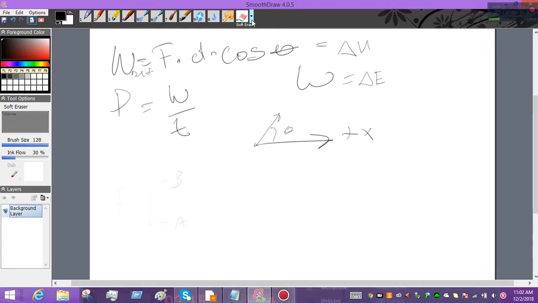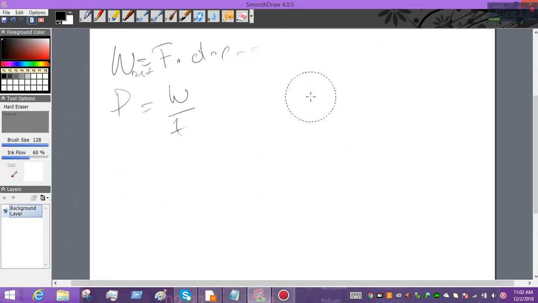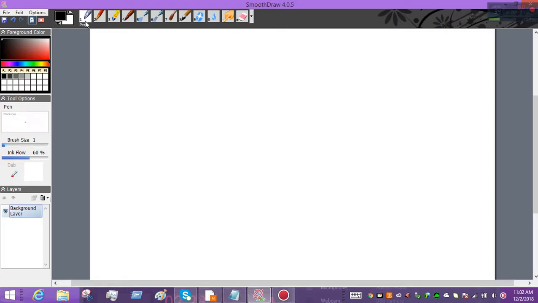And why am I using a soft eraser? That will take way too long. Okay, just gonna quickly erase all this and we can get into some practice problems. Okay.